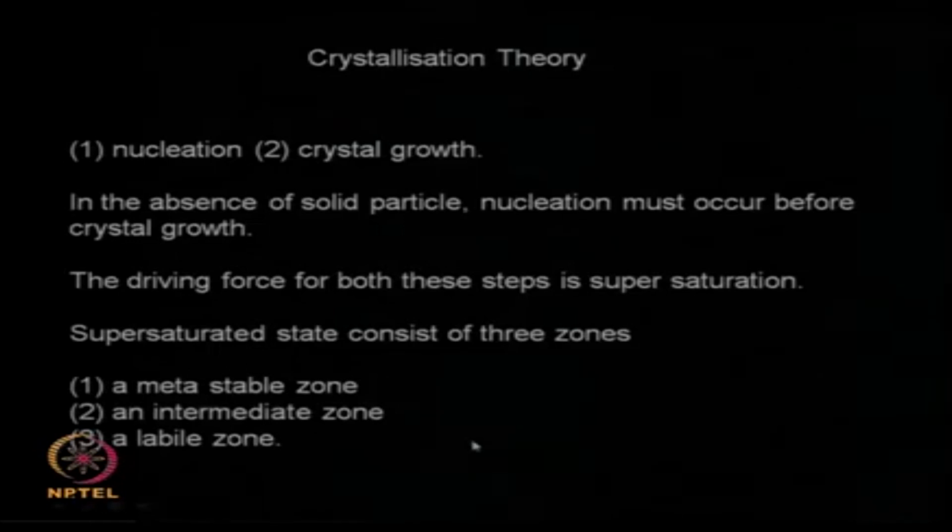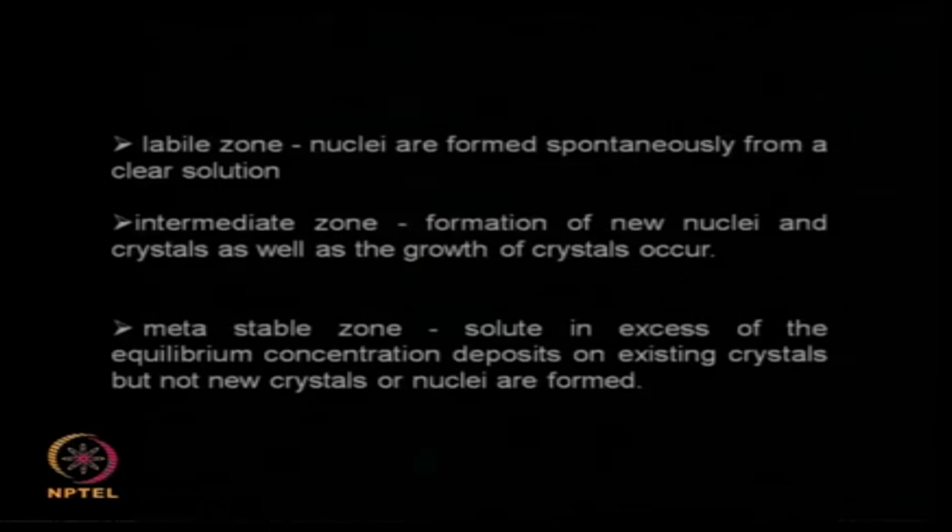So 3 zones which determine the supersaturated states, and let us look at each one of them a little bit in detail. The labile zone. So what is a labile zone? In the labile zone, the nuclei are formed spontaneously from a clear solution. So if I have a solution, immediately it forms nuclei. The intermediate zone is the formation of new nuclei and the crystals as well. That means the crystals also grow, and nuclei are also formed. So that is called the intermediate zone.